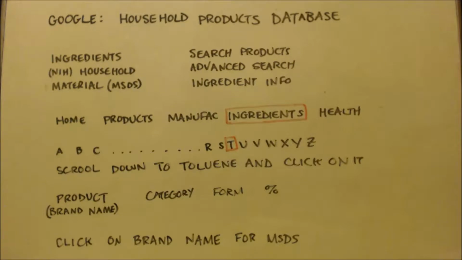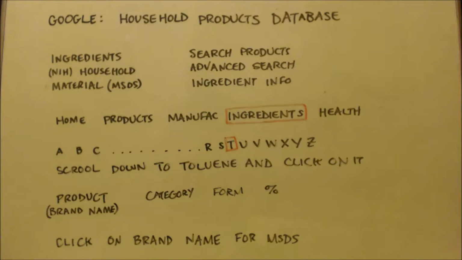It's going to be a short video, just showing you how, if you're looking for a certain chemical, you find it in a product. First thing you do is look up on top here. It says Google Household Products Database.